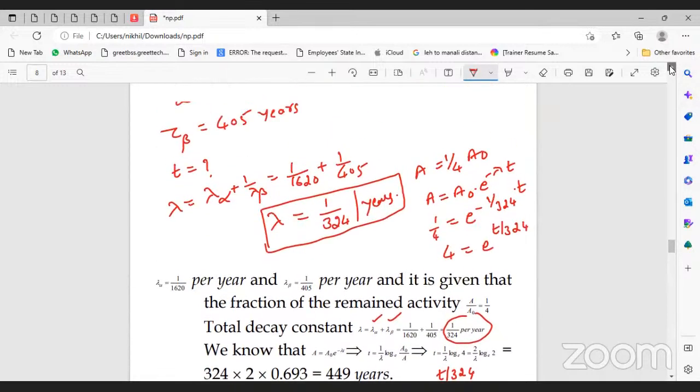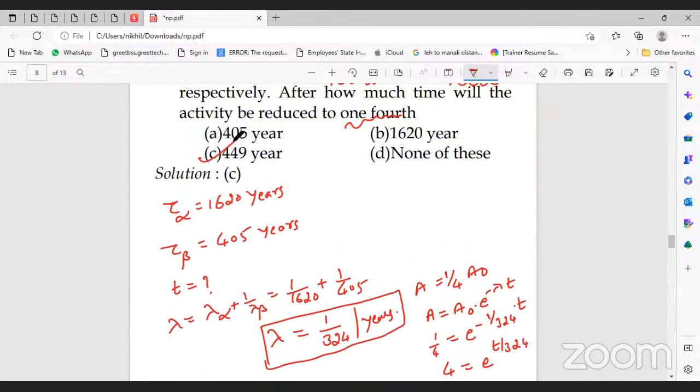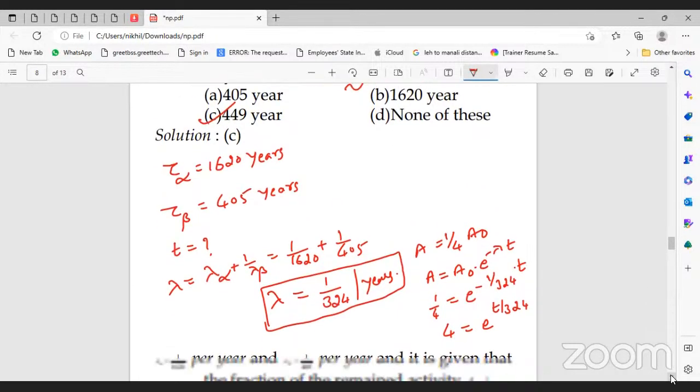So which will be the right option? Option C, 449 years.